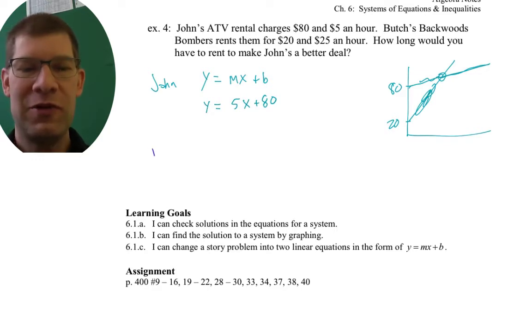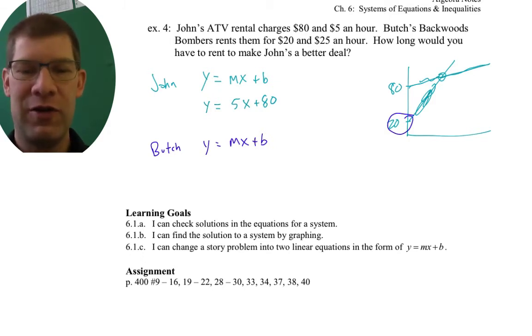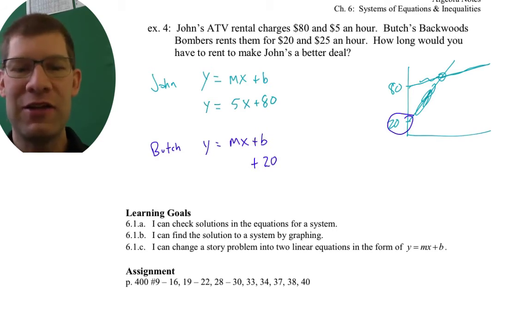And if we want to do the similar sort of thing, but for Butch, we'd still have that y equals mx plus b. But for Butch, he just started with 20 bucks. It's $20 to get out the door. And so we'd have $20 there for the y-intercept. And his go up $25 an hour, though.